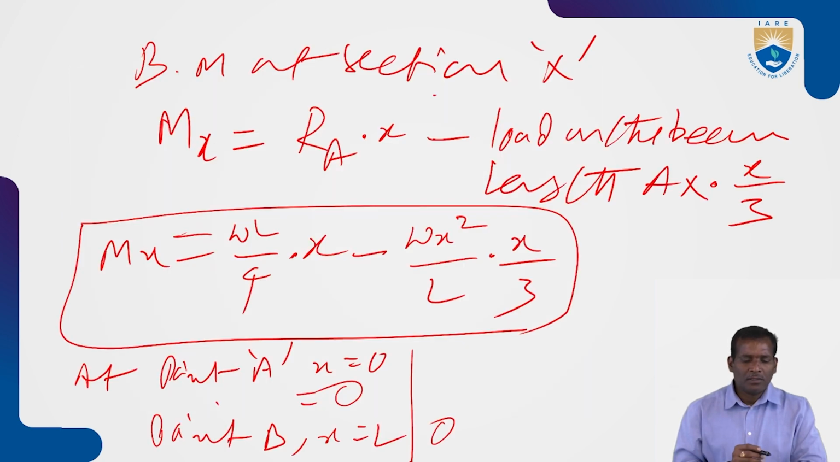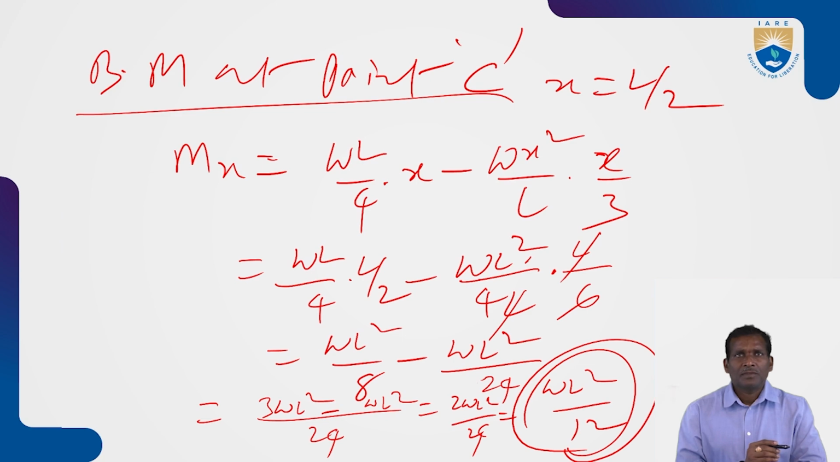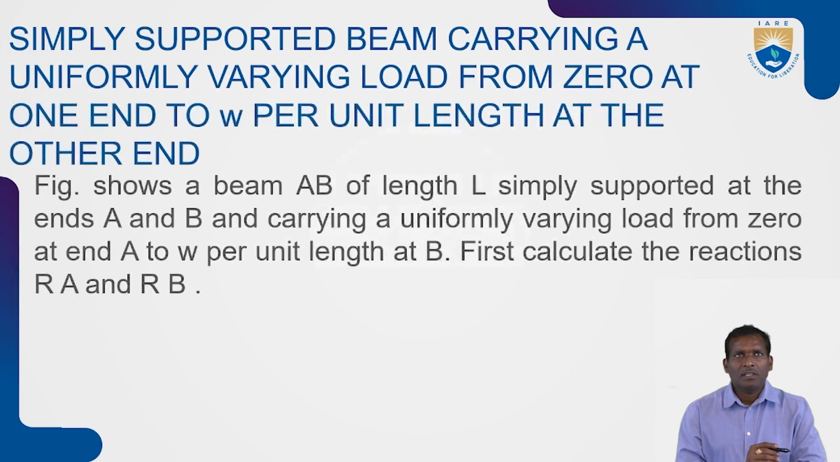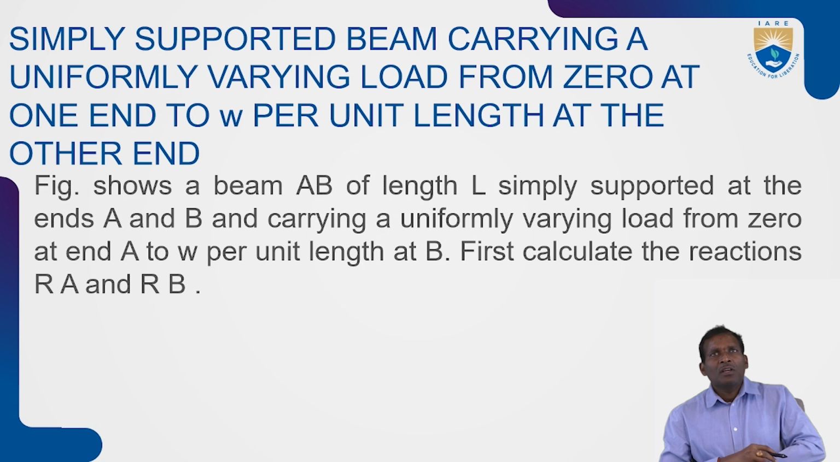So here, first I need to calculate the load on the beam length AX, and then calculate the bending moment at each and every point A, B, and C. Clear? So you will get the maximum bending moment at point C. Clear? Next one, simply supported.